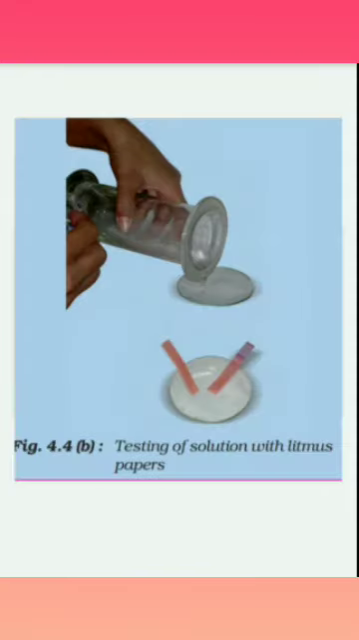So look at this picture. We dissolve sulfur dioxide in the water. It forms sulfurous acid. We have poured some sulfurous acid in the watch glass. It turns blue litmus paper into red. So from this activity we understand that all non-metallic oxides are acidic in nature.